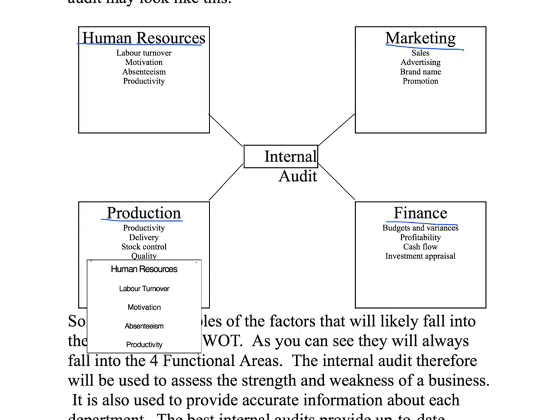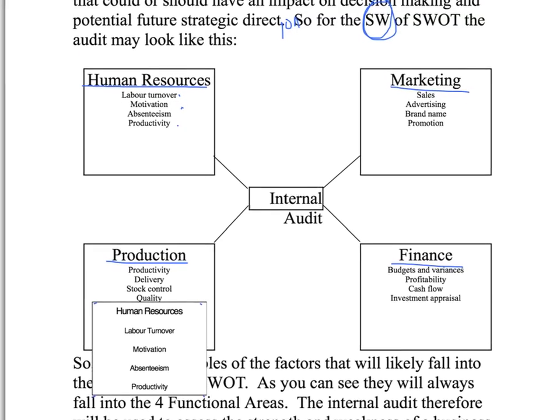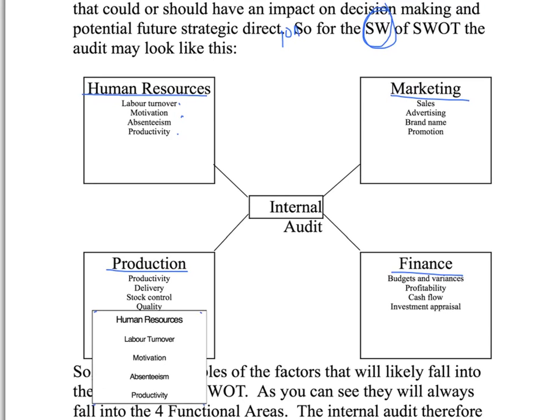Now these are just examples, but what about labour turnover? Is our labour turnover in APSL, do we know about it? If we do, is it a strength or is it a weakness? Motivation, is it high or is it low? Absenteeism, again, high or low? Productivity, are we making lots of products per hour or per week or per month, per person? Are we not making very many at all?